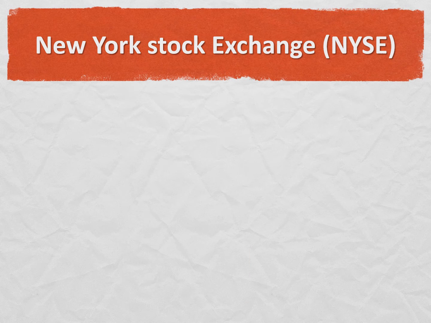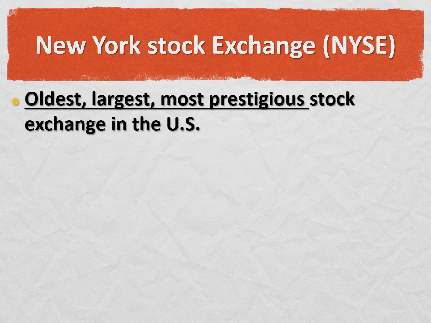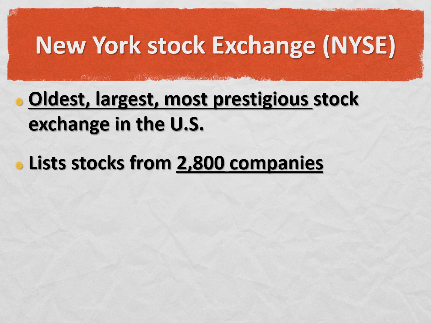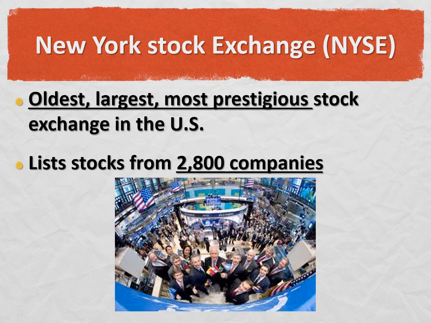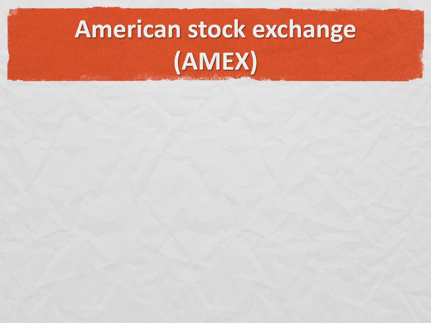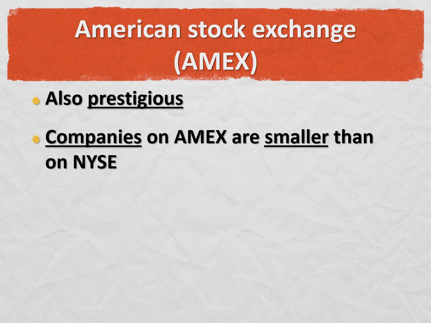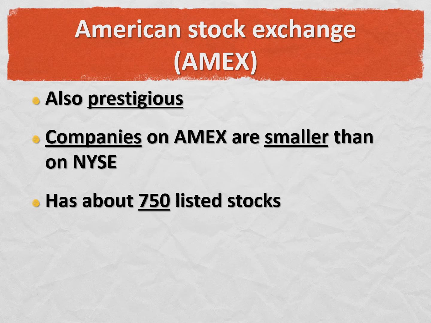So I want to learn more about the New York Stock Exchange. It's the oldest, largest, and most prestigious stock exchange in the United States. It lists stocks from over 2,800 companies. That's a lot, by the way. Then you have the American Stock Exchange, or Amex. It's also prestigious. Companies on Amex are smaller than on the New York Stock Exchange. It only has about 750 listed stocks.